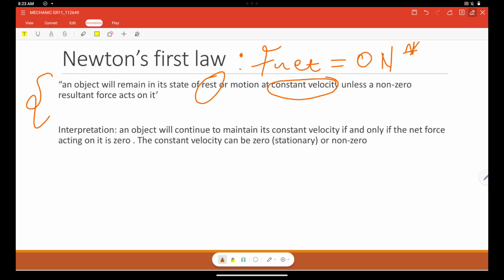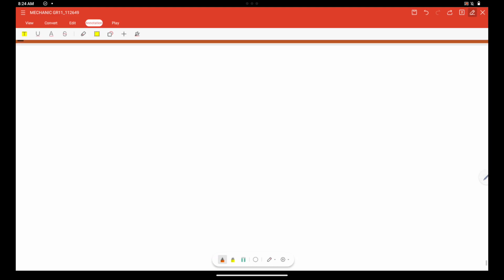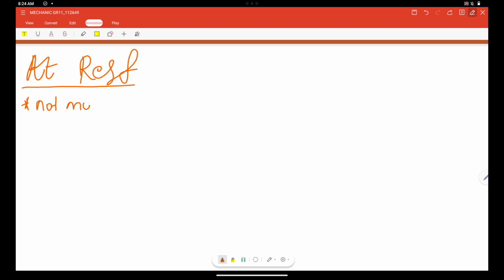But remember when we were in grade 10, we spoke a lot about objects that were at rest or objects that were moving with a constant velocity. And when we looked at this chapter of motion in one dimension in grade 10, we went into great detail into plotting the graphs for these objects. I'm going to start with objects which are at rest. So for an object which is at rest, we said that this object is not moving.